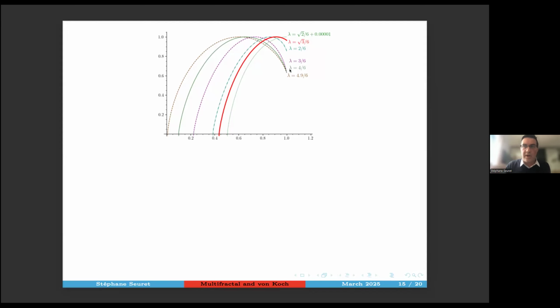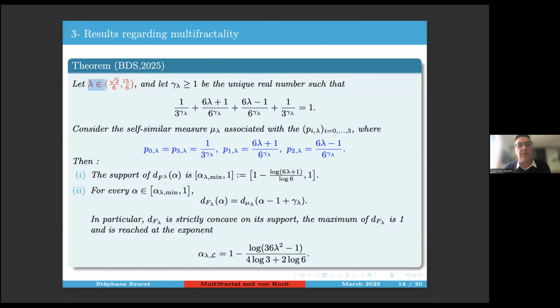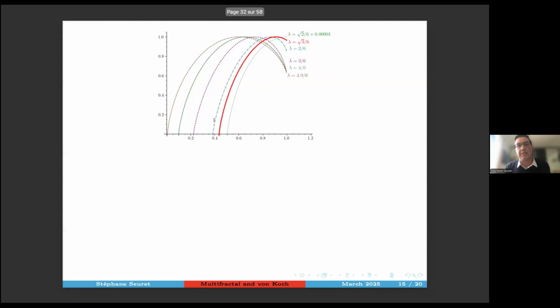And below 1/3, the value here increases until you reach square root of 2 divided by 6, where essentially there is no decreasing part anymore. Okay, so it's only increasing when you reach the limit case, right? Below this limit case, we don't know much, right? The theorem, I show you again the theorem. The theorem is for lambda greater than square root of 2 divided by 6, okay?